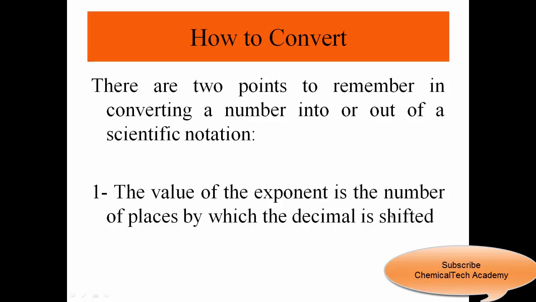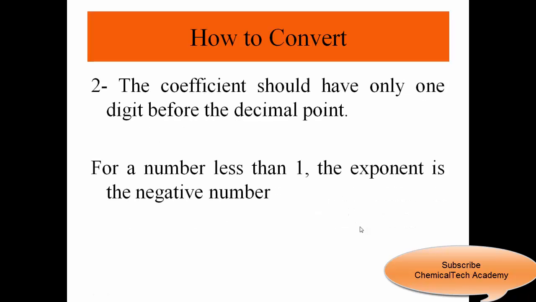So how do we convert them? There are two points to remember in converting a number into or out of scientific notation. First, the value of the exponent is the number of places by which the decimal point is shifted. Based on the number of places we shift the decimal point, we can define the value of the exponent. It can be positive or negative. Two, the coefficient should have only one digit to the left of the decimal point. For a number less than 1, the exponent is negative, and for any number greater than 1, the exponent is positive.